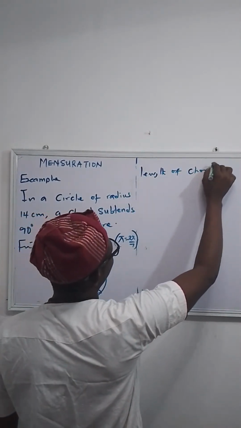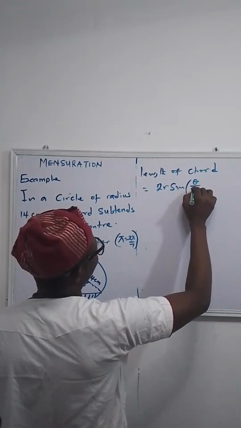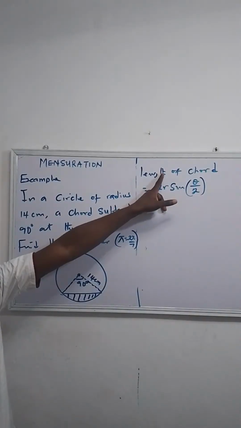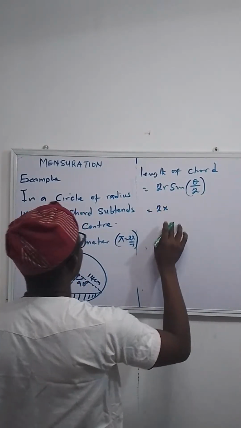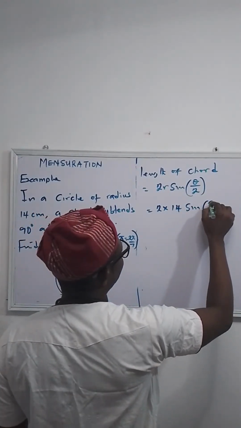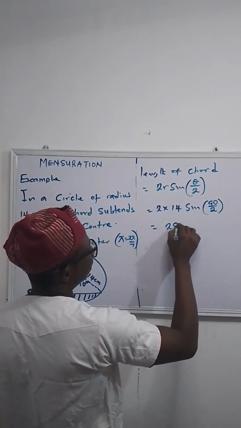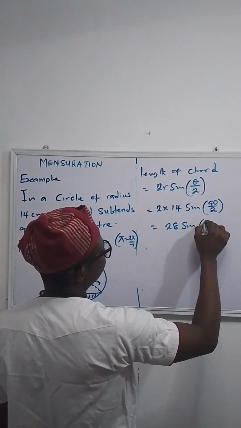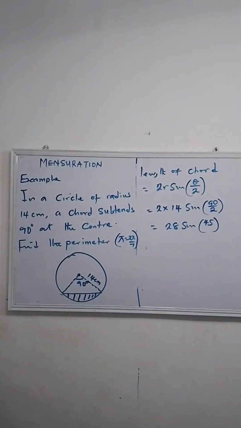Do you still remember the formula for finding length of chord? We have 2r sine theta over 2. So this is the formula for finding length of chord. Now, what is that? We have 2 times r, which is 14, sine 90 over 2. So that is 28 sine 45. Don't forget sine 45 is square root of 2 over 2.